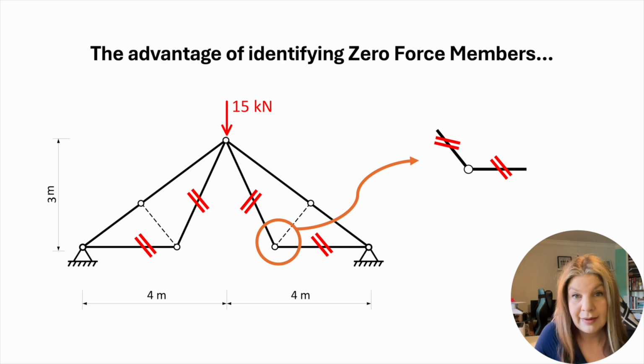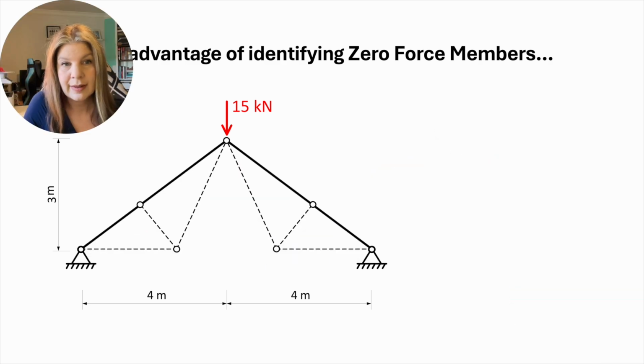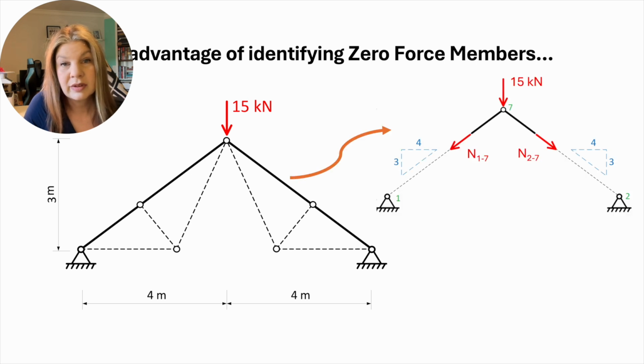And now I'm left with this structure, right? So much simpler. It's just two lines that I need to solve here, right? So I went from something that would have been quite time consuming and complicated to solve to something quite simple, just by identifying the zero force members without actually doing any calculations. So now in reality, what I need to solve is that joint at the top. I can solve it, right? There are two unknowns, N17 and N27. Those are the two members that I need to solve to find out the forces in this full truss. So essentially just this joint, and we've solved the truss.